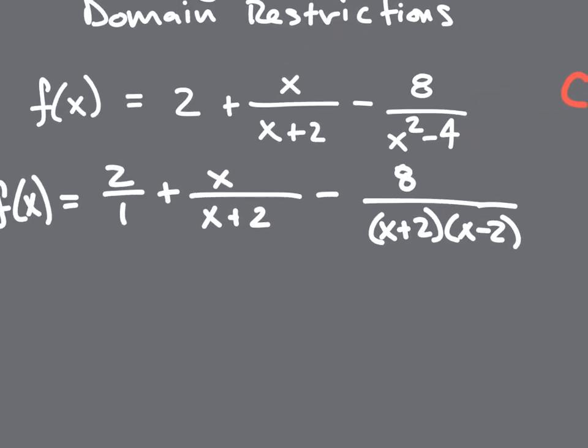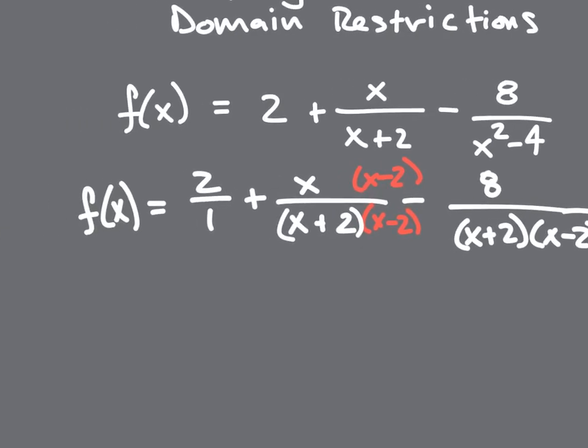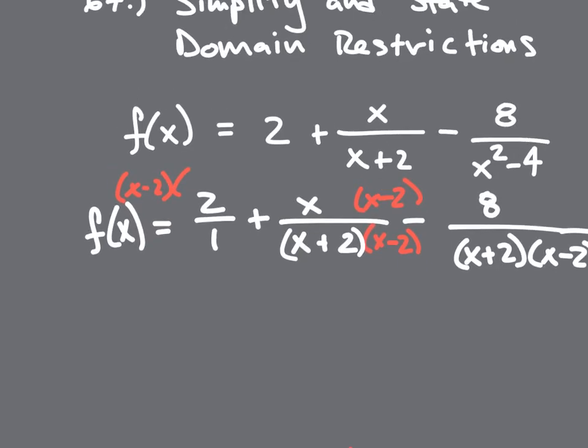So I'm going to multiply this by x minus 2 over x minus 2. All right, I'm going to put this as a group. And then this one, I need x, let me change colors. I've got x minus 2 times x plus 2. I've got x minus 2, x plus 2, okay?